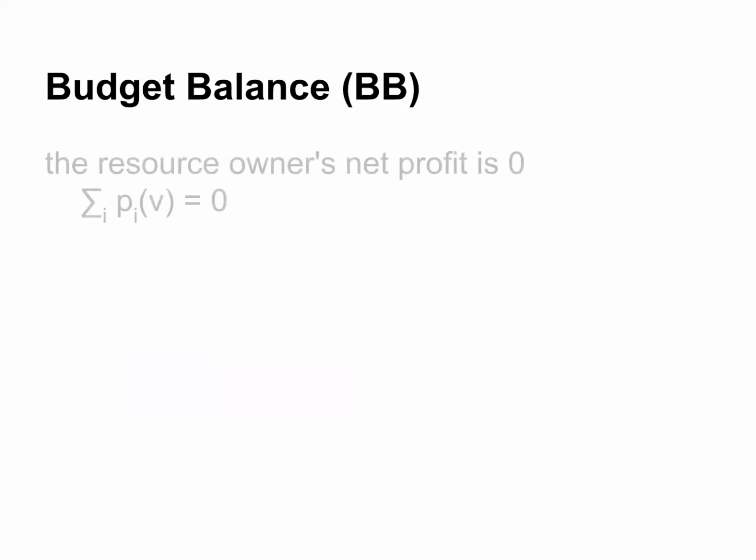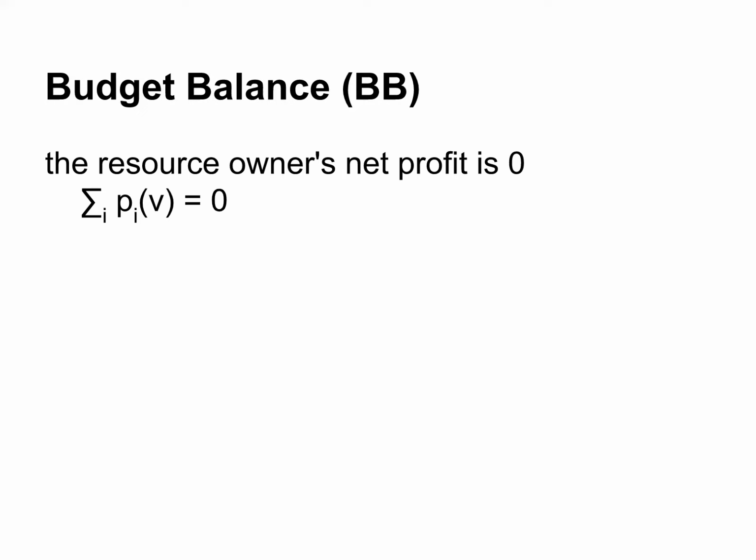Budget balance. So you want that the resource owner doesn't gain anything, doesn't earn anything, but doesn't lose anything. Can you design a mechanism which is budget balanced? Again, forgetting about all the other properties. It doesn't have to be individually rational, truthful, or socially optimal. Just make sure that the resource owner doesn't receive any payments. Can you design a mechanism like that?